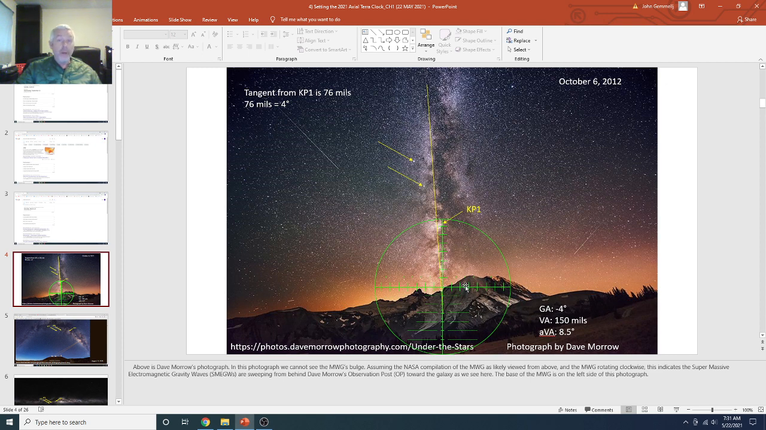From his observer point, I had to go off over here to the left where you can't see. I used Google Earth to calibrate my reticle pattern so that at this distance from this position on Mr. Morrow's OP, I have my reticle set for that distance. And it's geometry and math all the way around. Okay, this was October 6, 2012, and I did all that stuff.